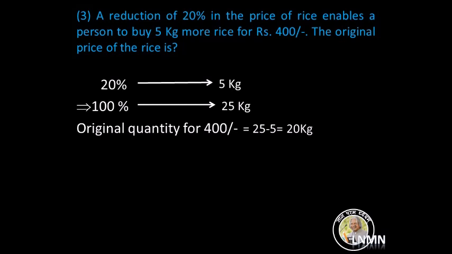The original quantity for 400 rupees, the previous month, will be 25 minus how much extra rice I am getting this month, 5 kg. So 25 minus 5 is equal to 20 kg. 20 kg we are getting for 400 rupees. So 1 kg will have a value of 20 rupees. This is the simple problem. We are going to see a similar type of problem in the next example, where the rice price will be increased.